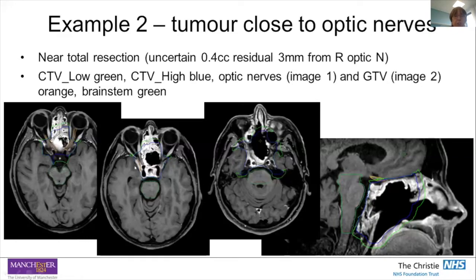And that's demonstrated here. This was an area of equivocal residual. We've got again in dark blue our high dose target volume, and in green our lower dose target volume. And we had to try to get the maximum possible dose into this volume, which was felt to be not ideal for a second surgery.